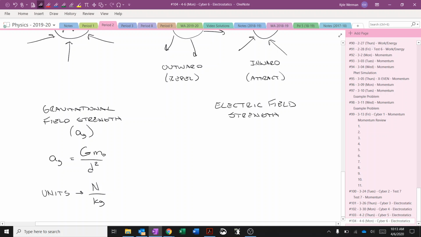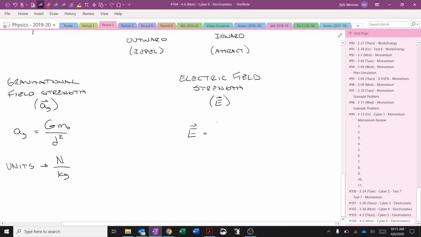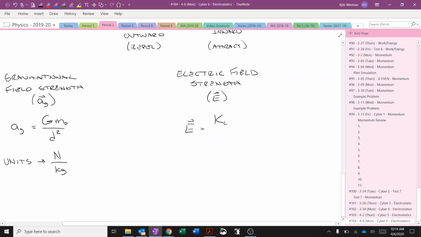Again, I'm using gravity because it's analogous. It's really similar. Well, we use another letter, a capital E. Now, these are vector quantities, so you can put the little arrow over it sometimes to reference that there's direction. And the equation for E is really similar. It's a constant, not big G, but big K. And they usually put a subscript C to reference which constant it is.